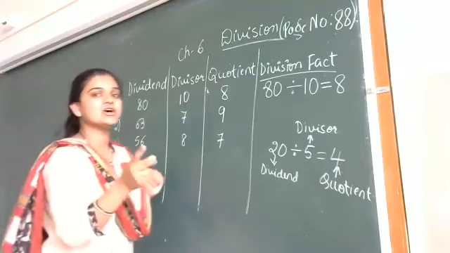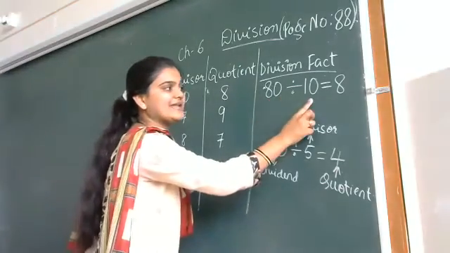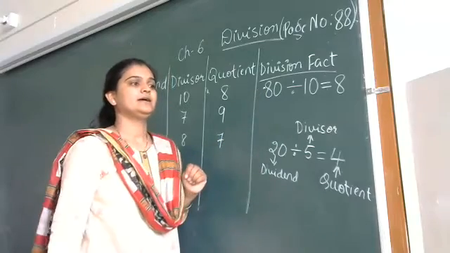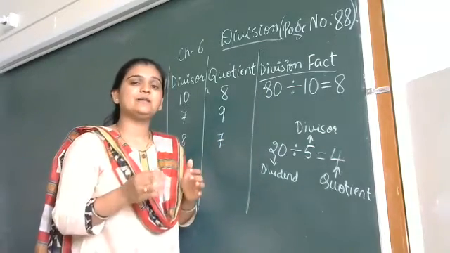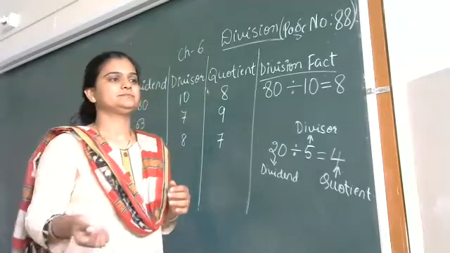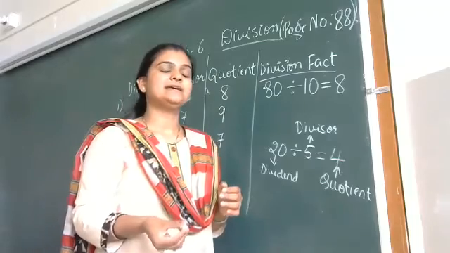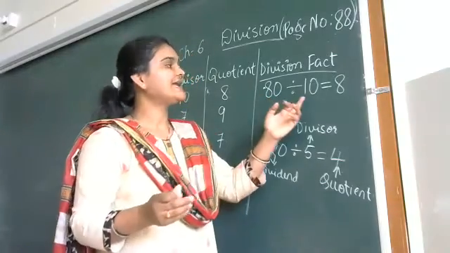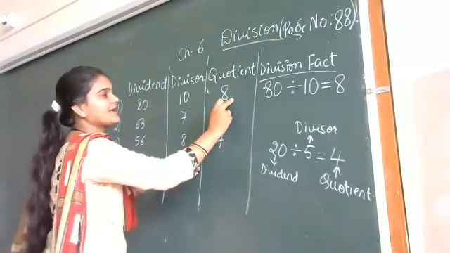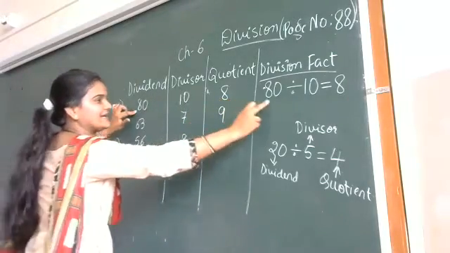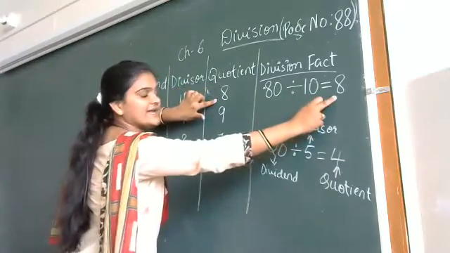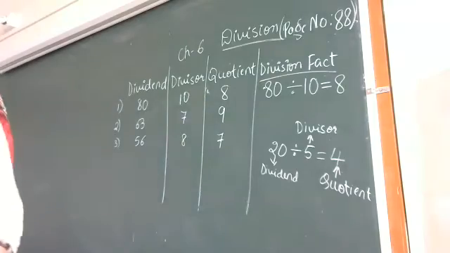Children, just see, please cross check. 80 divided by 10. In 10's table, when do you get 80? Yes, 10 eights are 80. So the given terms are correct. Dividend is 80, divisor is 10, the answer will be 8. Second one, can you tell me?